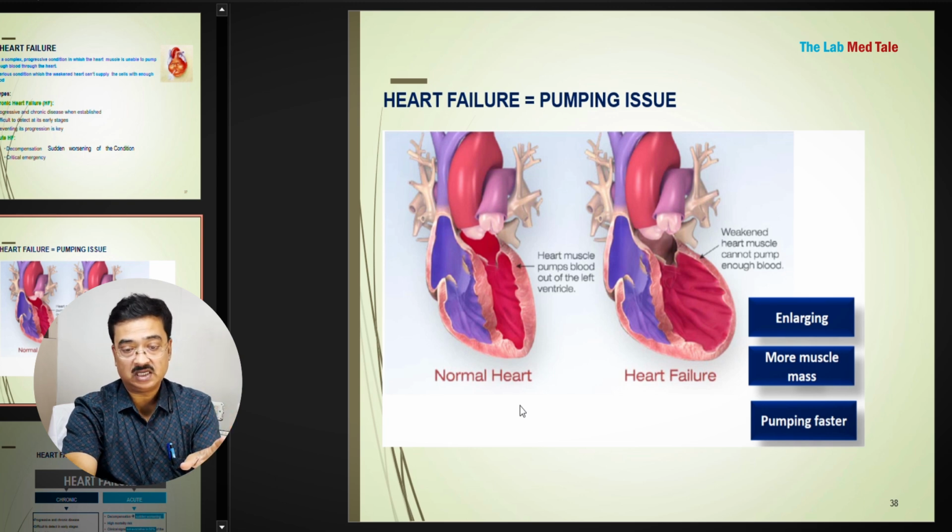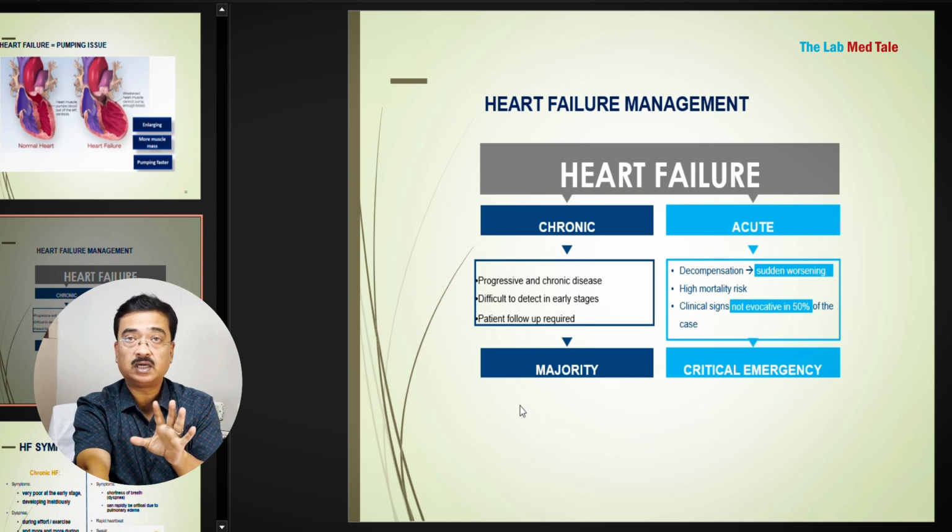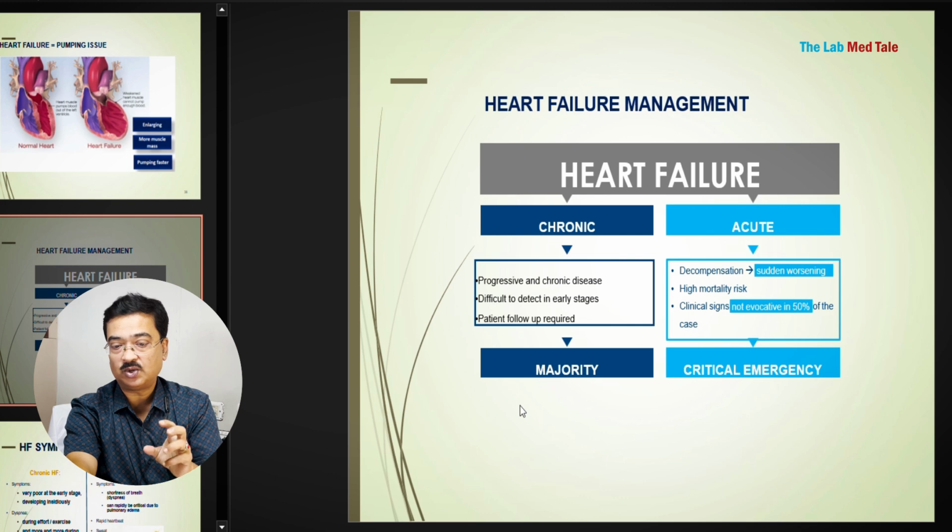As we have already discussed these things, I'm not going into detail. But in heart failure, there are two management differences. In chronic heart failure, the situation gradually worsens, so we have time. But acute heart failure always comes as an emergency, so we don't have enough time to react.